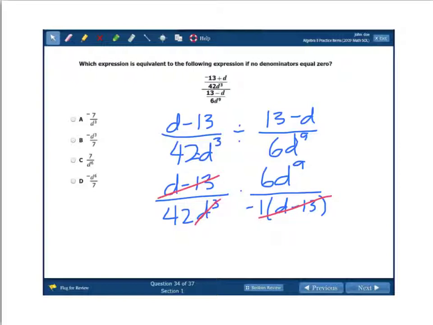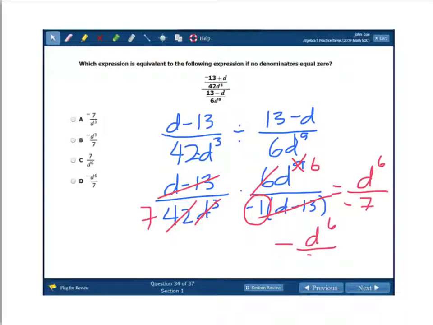Cancel d to the 3rd with 3 of these, leaving 6. And then 6 goes into 42 7 times. So let's multiply across what's left. We have a d to the 6th on the top and a negative, don't forget about that negative 1, negative 7 on the bottom. So negative d to the 6th over 7, which is d. That's the closest one to what I just wrote, because remember, a negative sign can go out front or on top when you have a fraction.